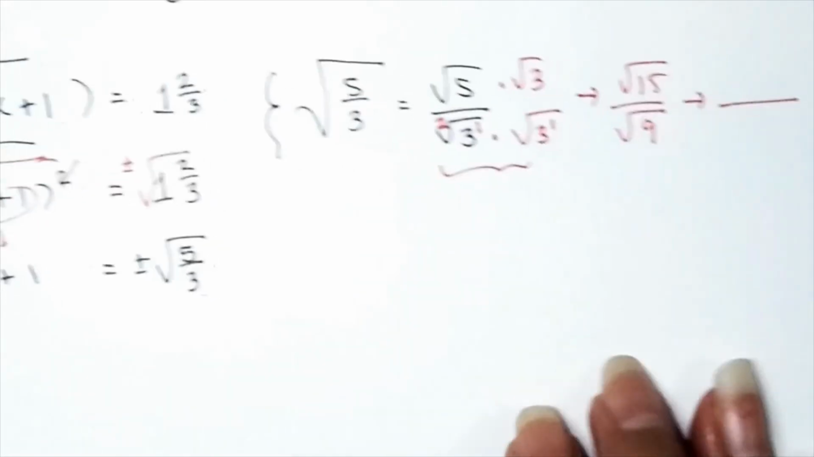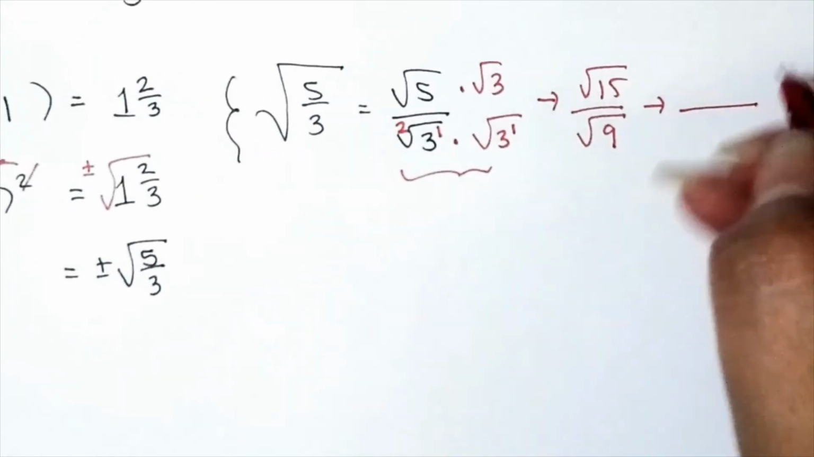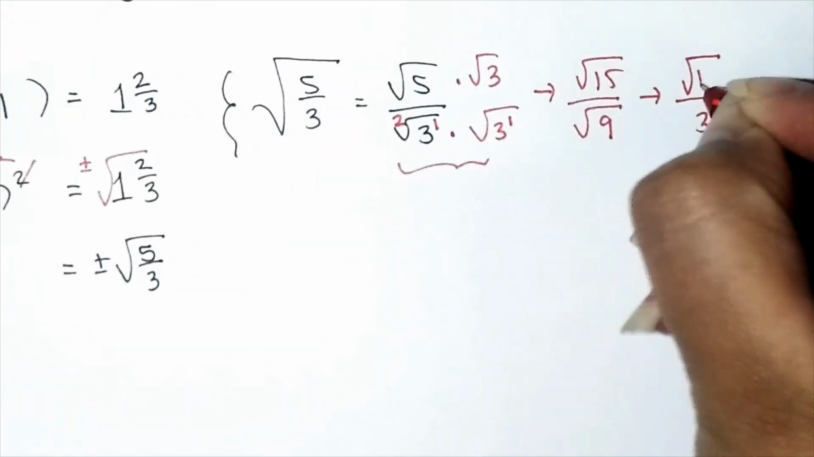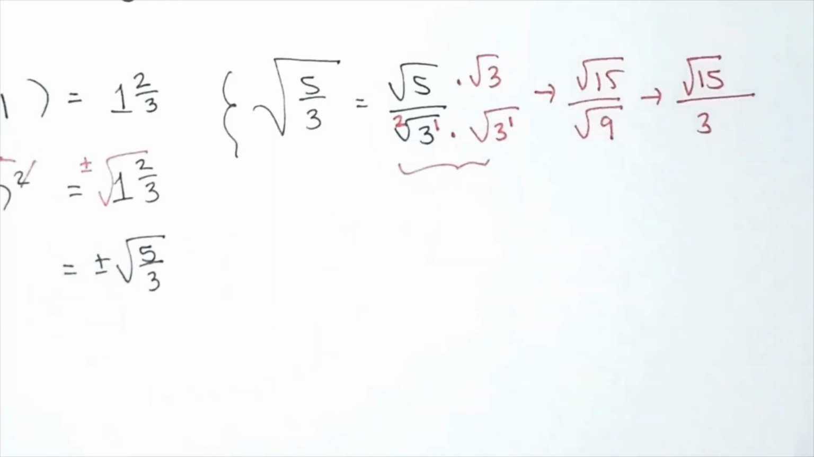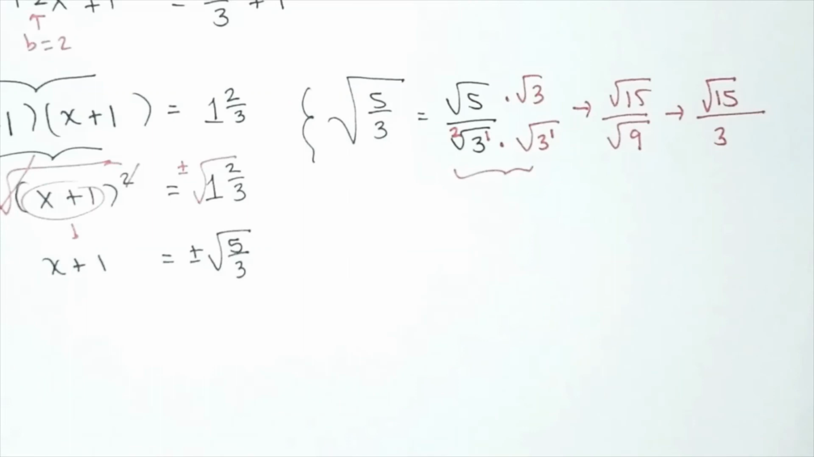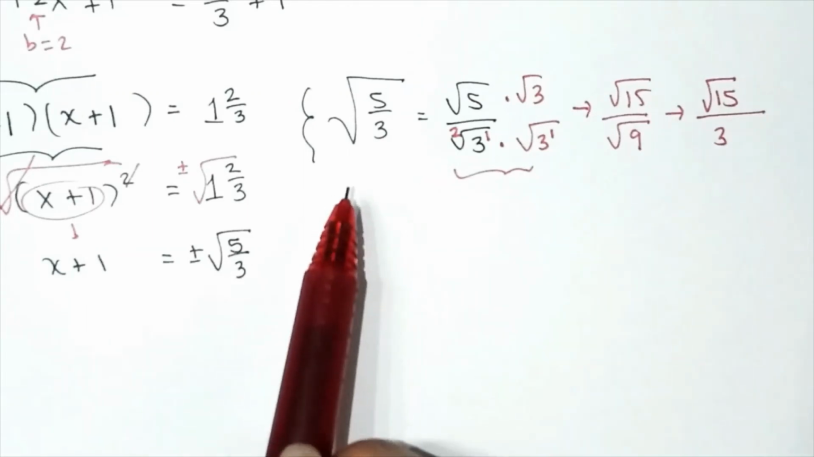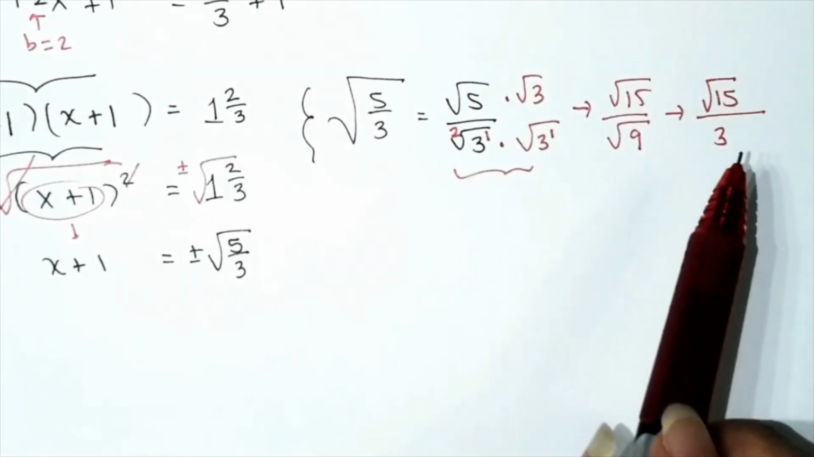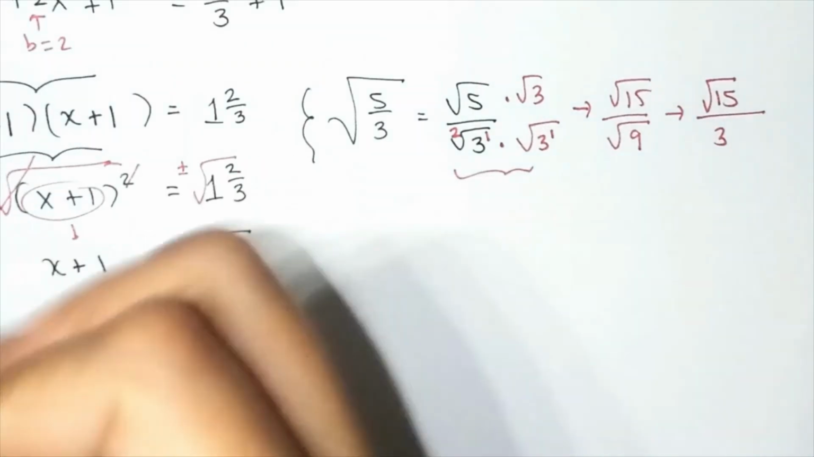We simplify whatever we can. Square root of 9 is 3. And the square root of 15 just stays as such. 15 doesn't contain a perfect square factor, so we're good. Okay, so thanks to our hard work, we have that the square root of 5/3 simplifies to the square root of 15 over 3. So let's bring that to the table.